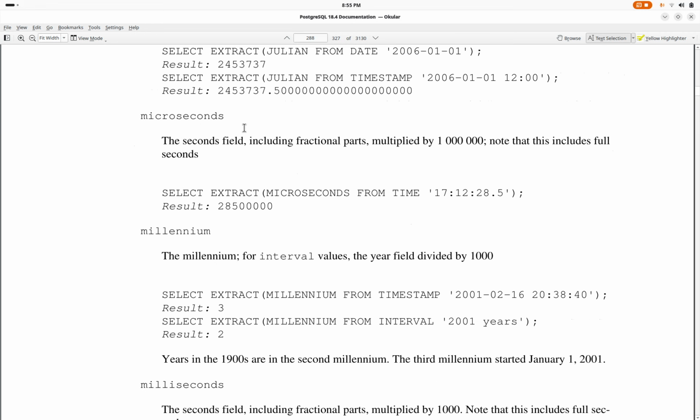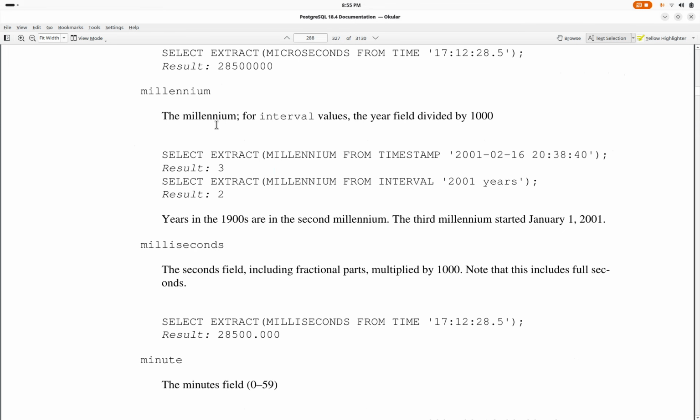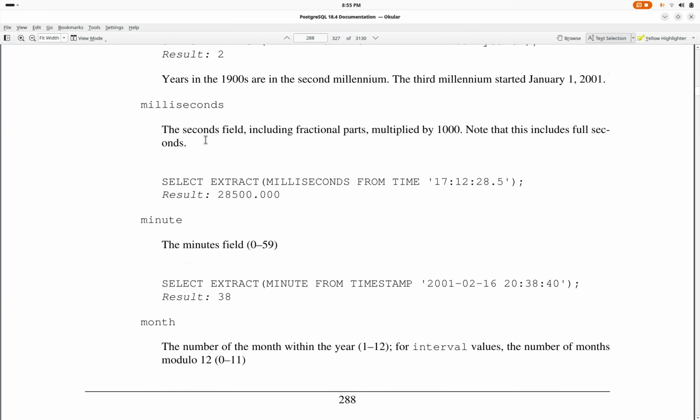For microseconds, it extracts the seconds field, including fractional parts, multiplied by 1 million. So it is 28.5, so 28 million and 500,000. Millennium, for interval values, is the year field divided by 1000. So for 2001, it is 3, and for an interval of 2000 years, it is 2. Years in the 1900s are in the second millennium. The third millennium started January 1st, 2001. Milliseconds is the seconds field, including the fractional parts, multiplied by 1000. So here it becomes 28,500.